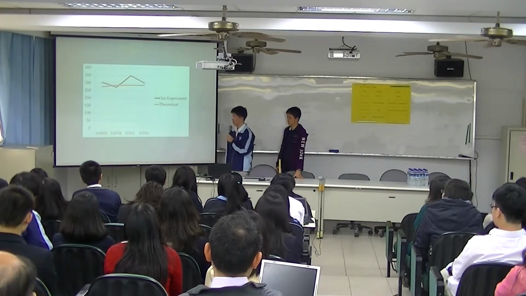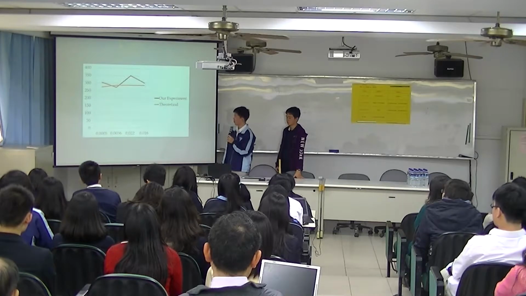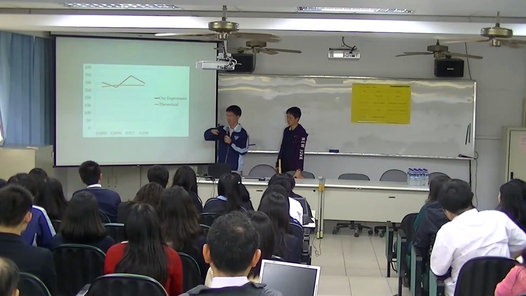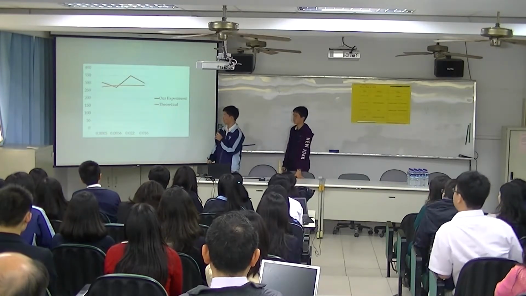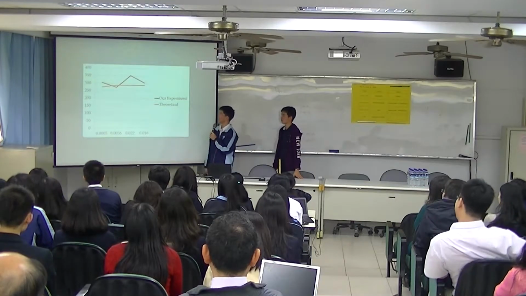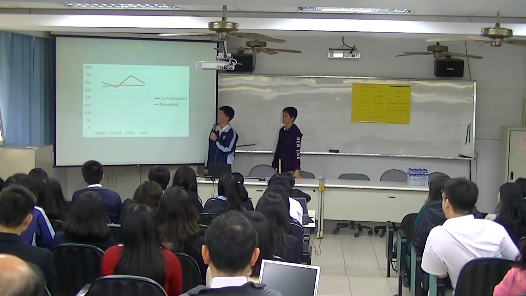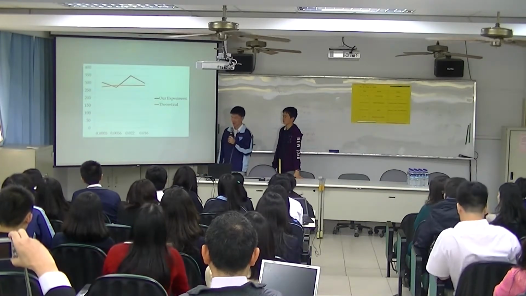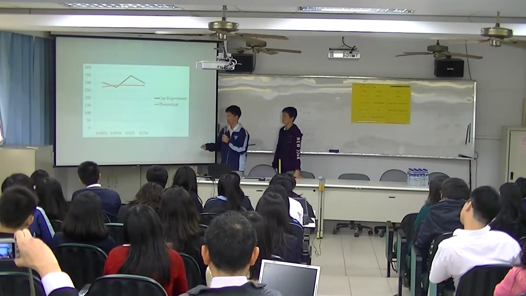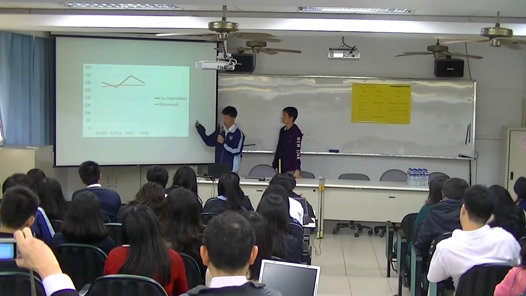So this is sort of a line graph. Our theoretical result, you can see, is basically just a line, and it shouldn't really change. But in our experiment, it was a zigzag, and we're not really sure what causes this. Maybe it's our testing methods, or I don't know, our tubes. But this is what we got.